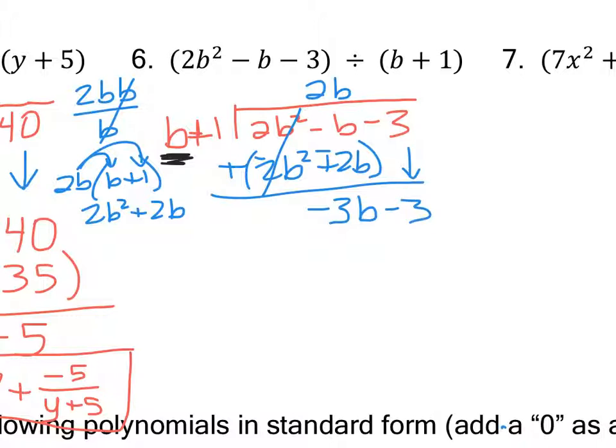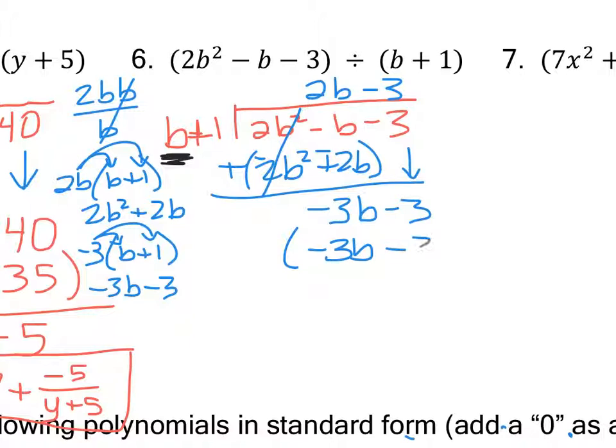Now we start the process over. Okay, how many times does b go into negative 3b? Well, negative 3 times. Now we have to multiply what we have on top times this right here. So we're going to say negative 3 times b plus 1. It's our double rainbow. Gives us negative 3b minus 3. That's what we're going to bring down here. So negative 3b minus 3.